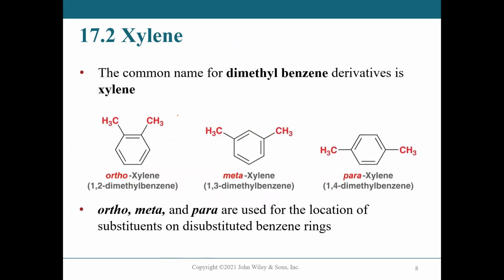So the common name for dimethylbenzene derivatives are xylenes. Xylenes are carcinogenic, just to let you know that. So you have the ortho position, it's just 1 down. Here we see it's 2 down, and then they're across in the para position. So the ortho, meta, and para are used for the location of the substituents on disubstituted benzene rings. They're disubstituted because we have 2 methyl groups, right? And we're just putting a name to it. So it's ortho, meta, and para.